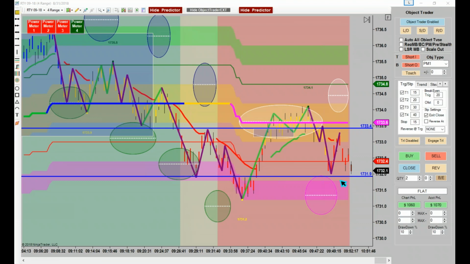If that doesn't take this out, we're going to get a higher low. See how that support's holding? That's definitely getting a higher low so far.